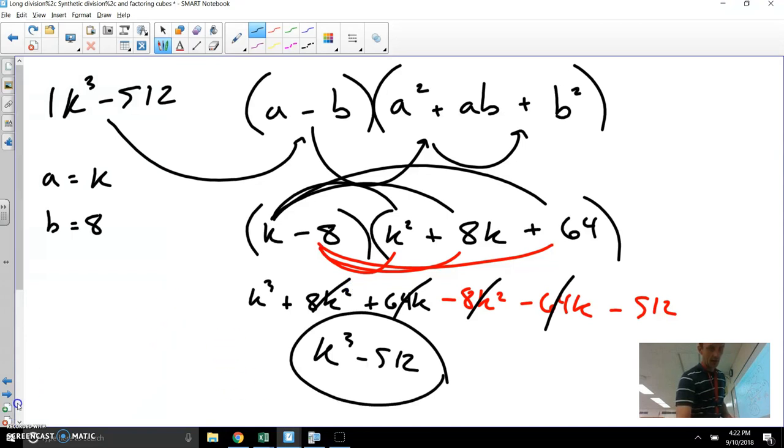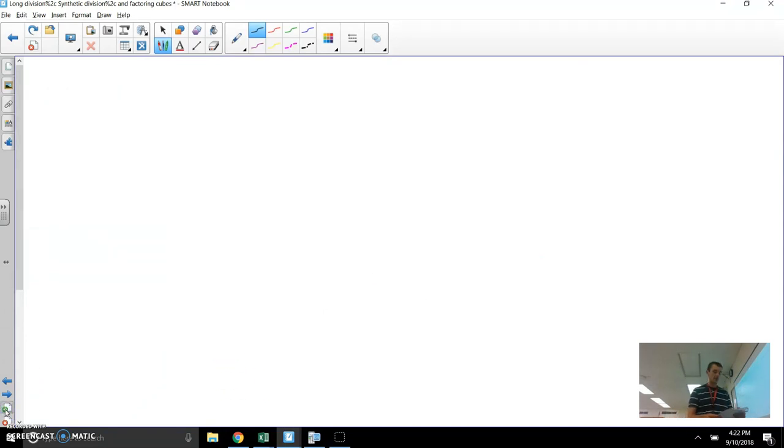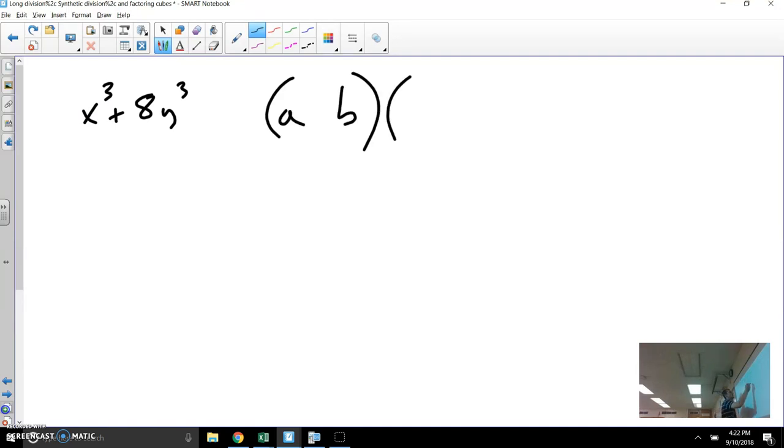Let's try another one, and then I'm going to let you try the rest of them independently. I know I assigned number 8 as well, so let me show you number 8. X to the third plus 8y to the third. So when I start, I'm going to do my form, a b, a squared, ab, b squared, and then you have to think about the signs. The signs are the same. That's a plus. This is opposite, and this last one's always positive.